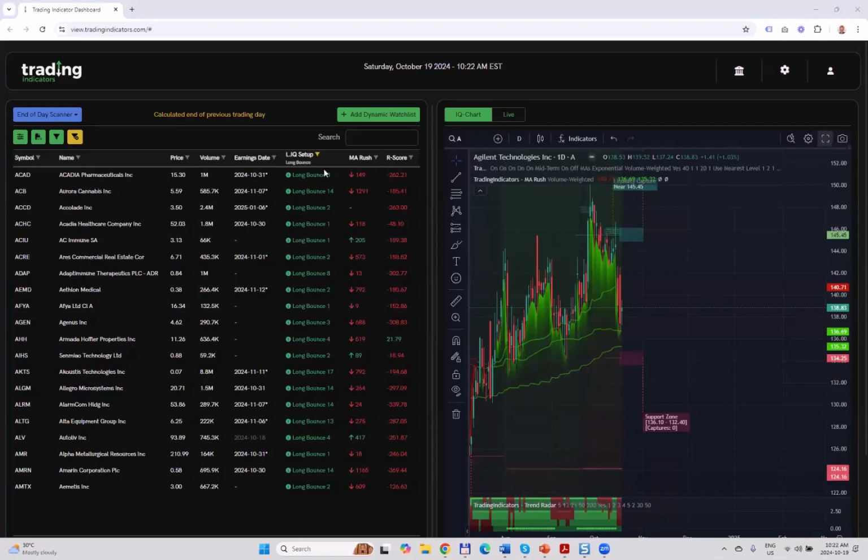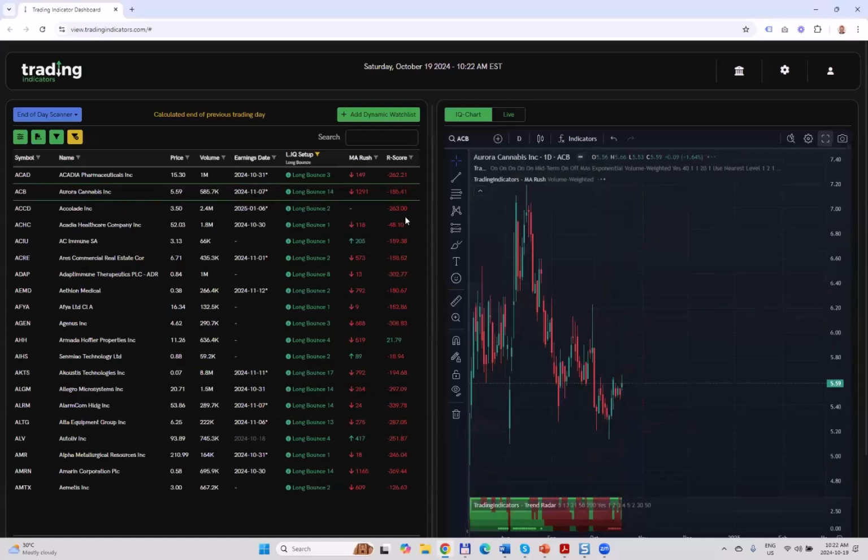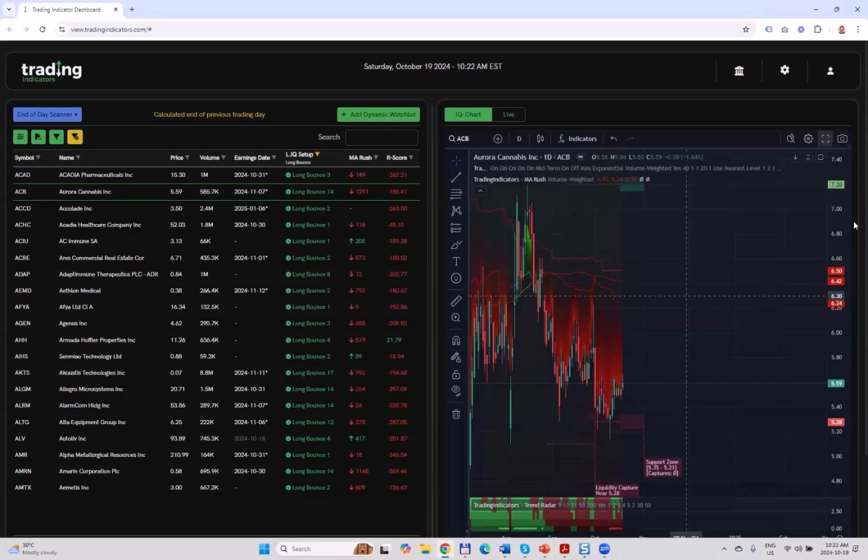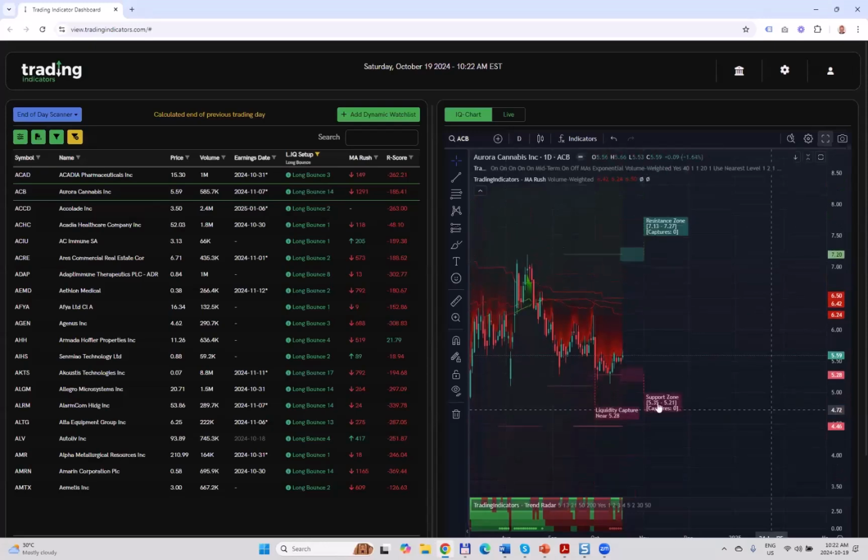What I was about to say is that this number next to the setup indicates for how many trading days this stock has been in this long bounce setup. So for example, this one here, ACB, you can see it has been in a long bounce scenario for 14 days. Look how long this level has been contested. And now we can actually see it directly here. So this, I think, is a very useful feature.